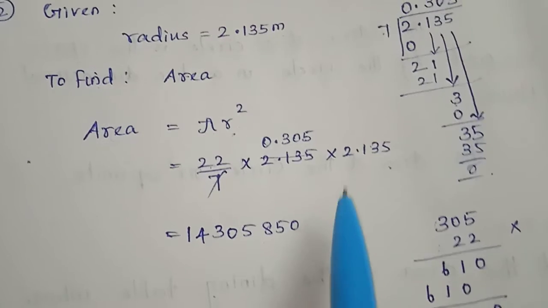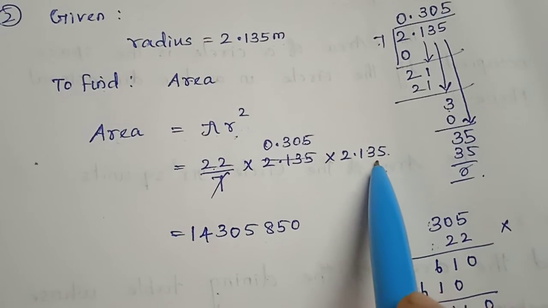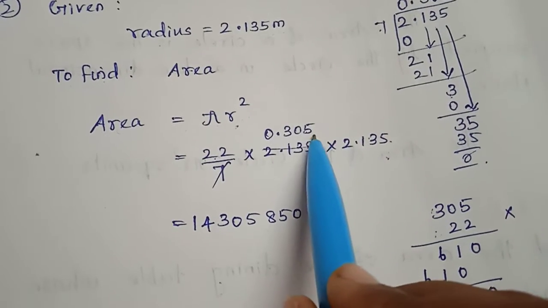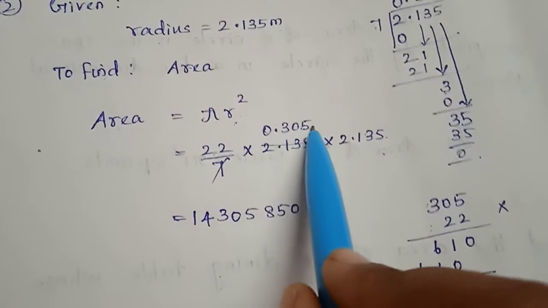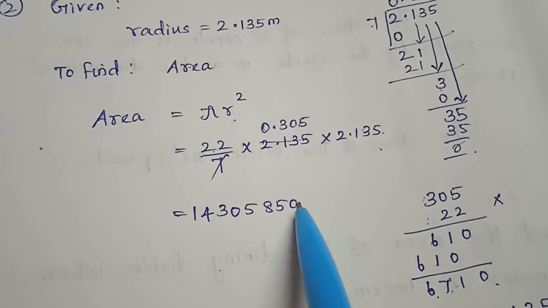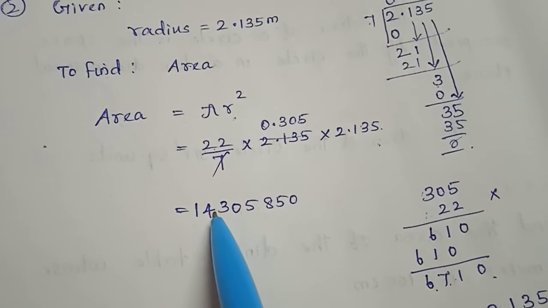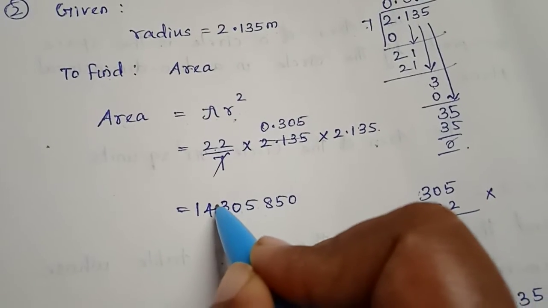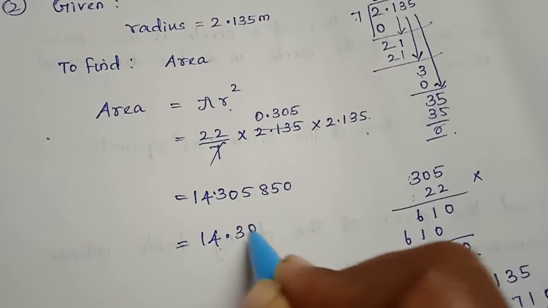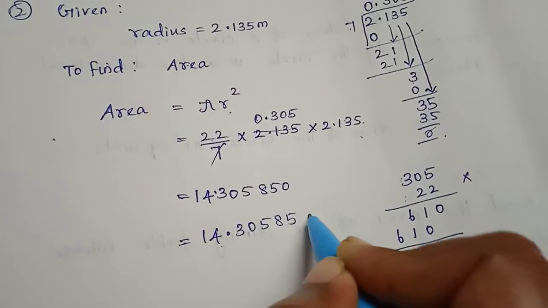Now how we have to keep the point: here from right side after 3 digits we have a point. 1 digit, 2 digit, 3 digit. Then 4, 5, 6. So totally after 6 digits we should keep a point in our answer. So 1, 2, 3, 4, 5, 6. Therefore we should keep a point here. Therefore the answer will be 14.30550. At last it is 0. We need not write it.